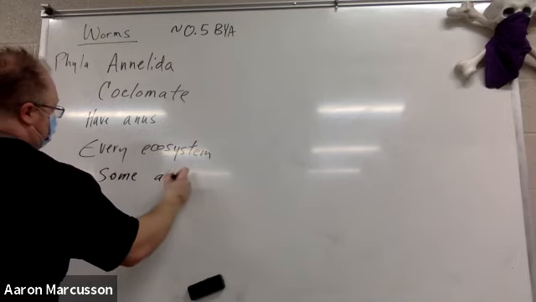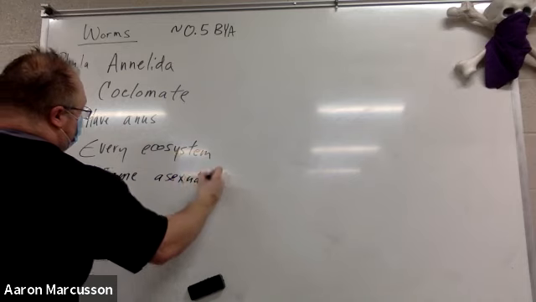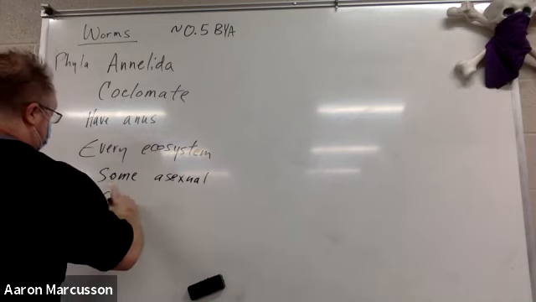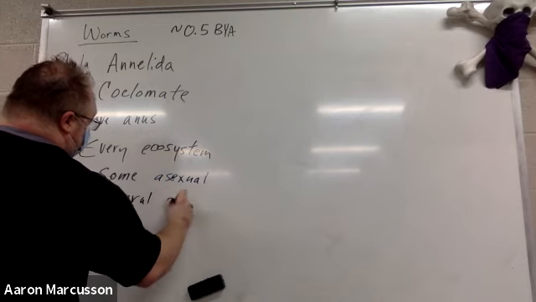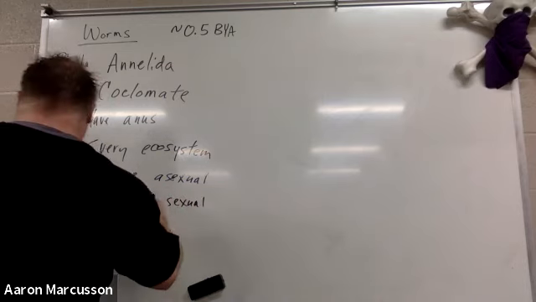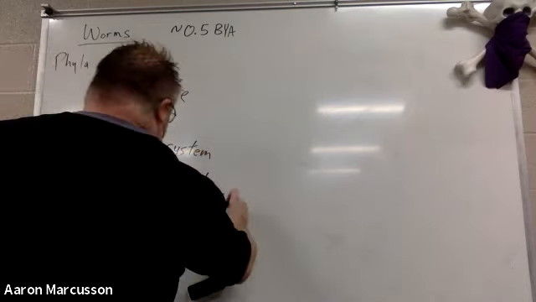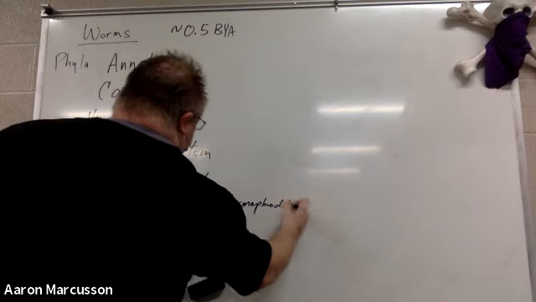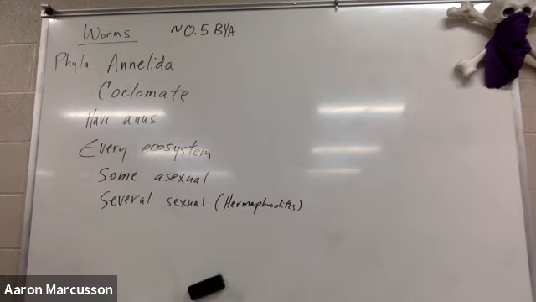Some are asexual. Several are sexual reproducers. And most of those are hermaphrodites. Okay, earthworms are hermaphrodites. They're both male and female at the same time. When you catch them out in the summer or the spring, and there's two of them that are kind of stuck together, they're mating, okay? But again, one isn't the male and one's the female. They're both simultaneously male and female, okay?